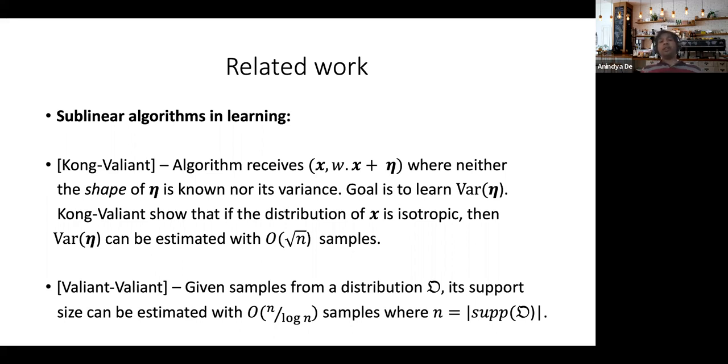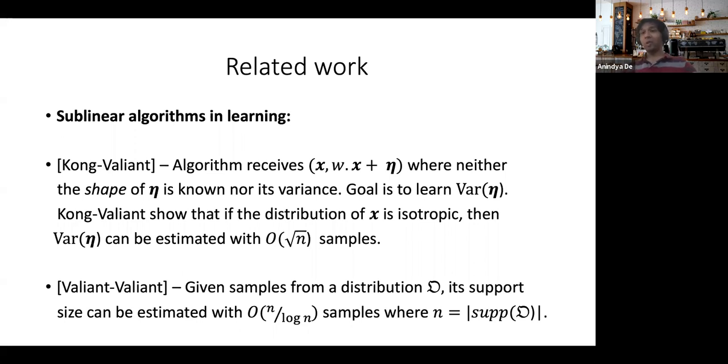And what the paper wants to do is learn the variance of eta. In some sense, you should think of this as asking: you're seeing some response variable w dot x plus eta, and the question is how much of the response can you explain by a linear function, which is w dot x, and how much of it is just noise. And what they show is that when the distribution of the data point x is isotropic, then you can estimate the variance of eta using just root n samples.